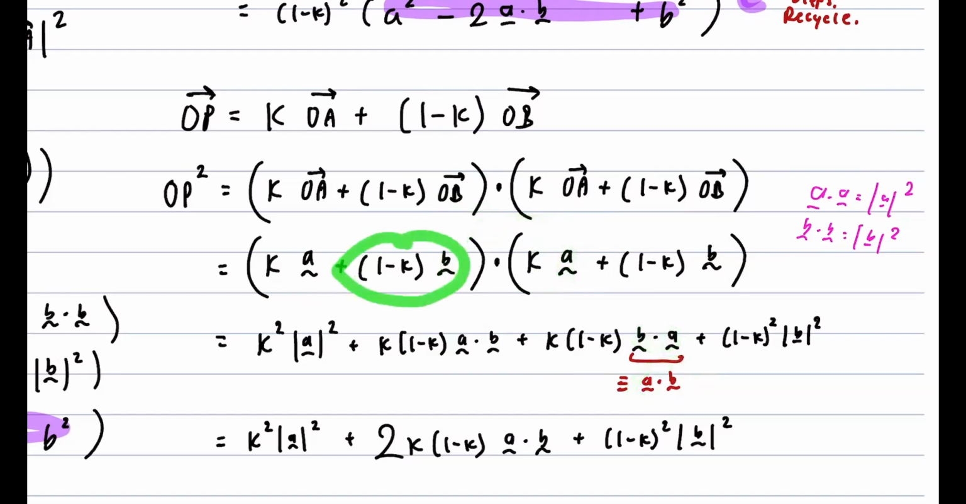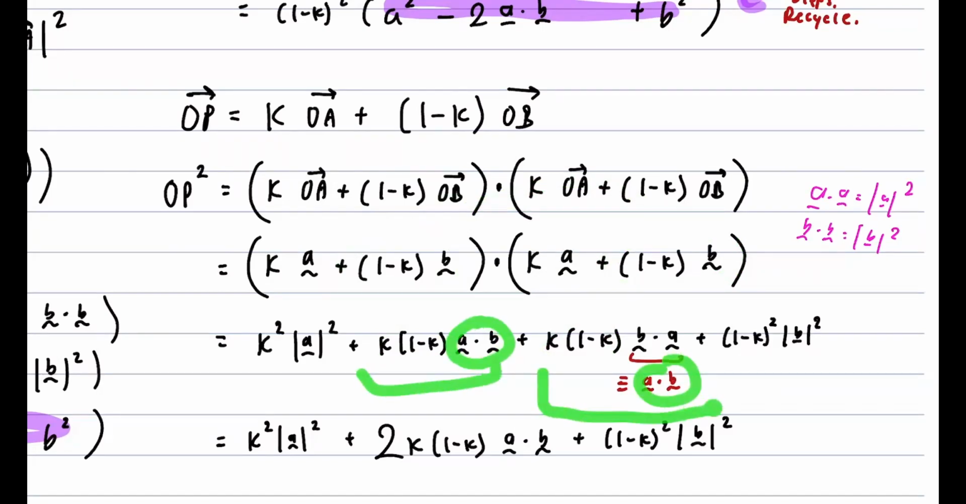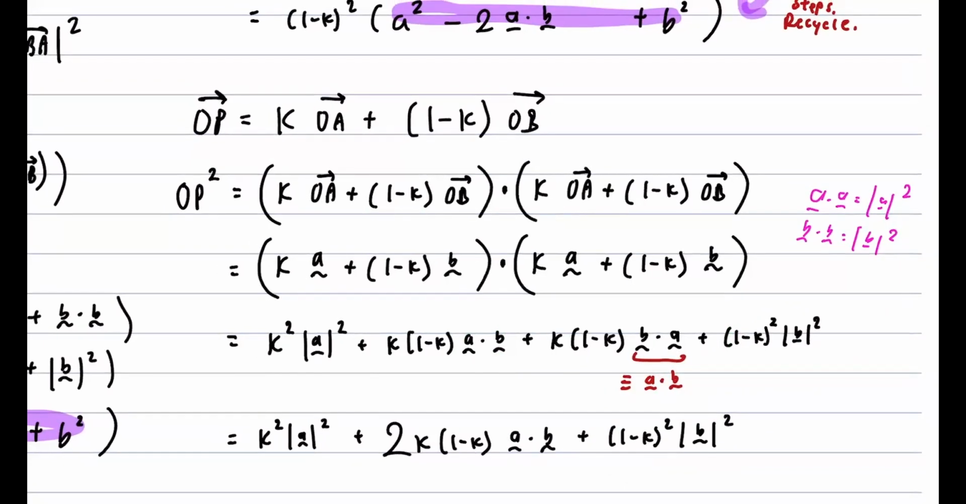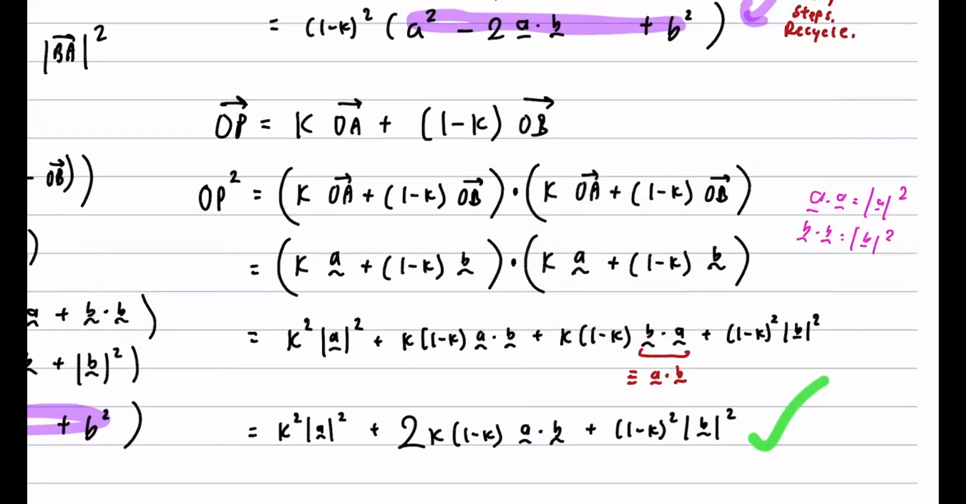Next one, 1 minus KB multiplied by 1 minus KB. It becomes 1 minus K square times modulus of B square. Okay, that's good. But we can simplify further. Since these two guys, the factor are the same, K times 1 minus K and K times 1 minus K, and these two guys, A dot B, are the same, that means that these are actually two like terms. Like terms means you can add them together, 2 copies of K times 1 minus K, A dot B, plus the last remaining term. Okay, that's the expression. Since they never specify what exactly you need it to be, this is a similar expression. I think this is good enough.